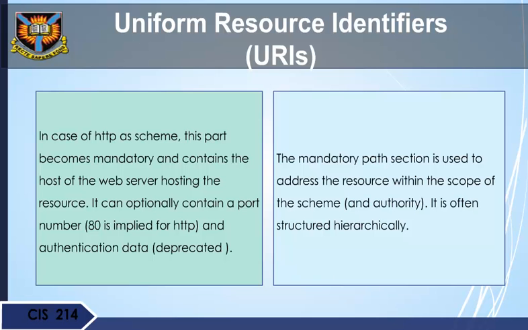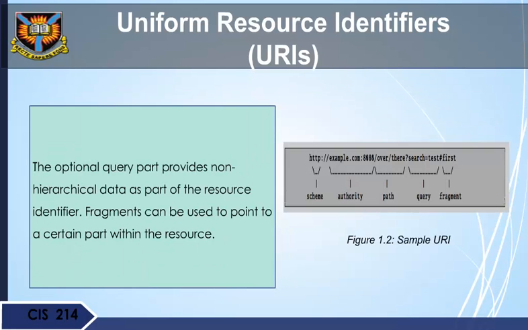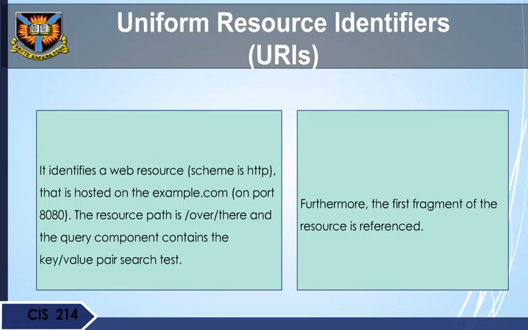The mandatory path section is used to address the resource within the scope of the scheme and authority. It is often structured hierarchically. The optional query part provides non-hierarchical data as part of the resource identifier. Fragments can be used to point to a certain part within the resource.